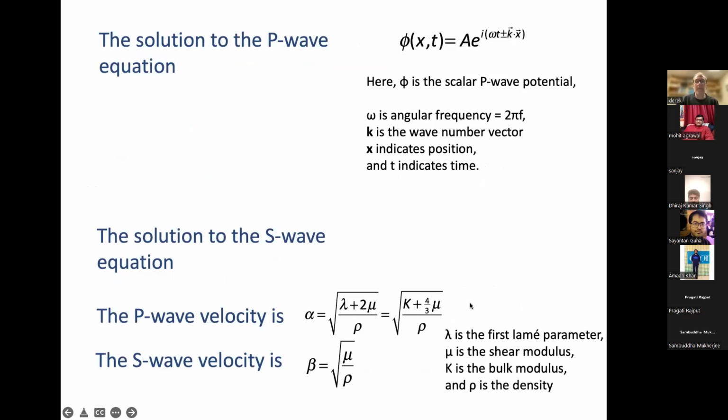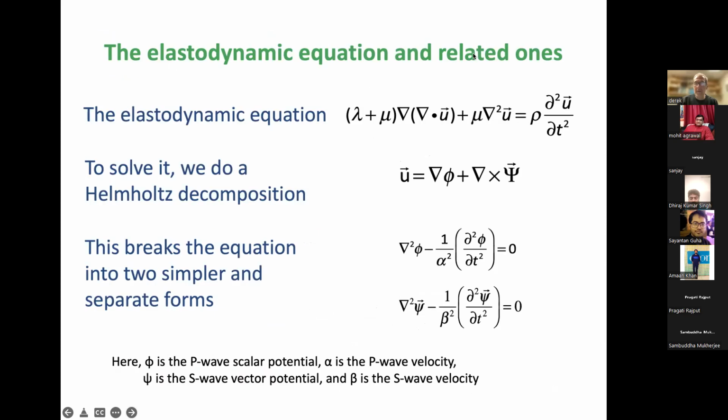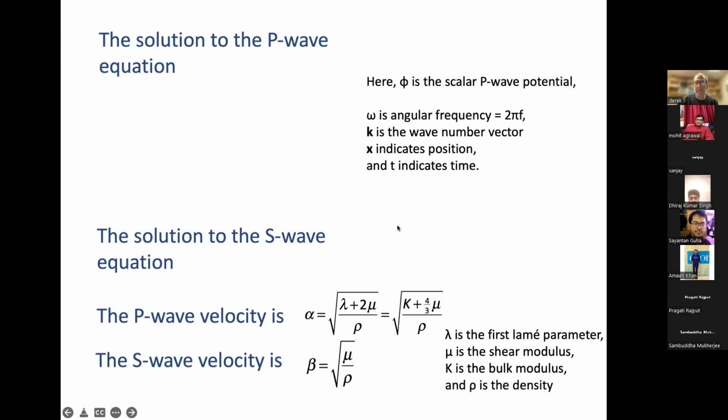So we have a formula phi of x, t equals A e to the i(omega t plus or minus k dot x), which is a solution to this previous equation here. And omega is angular frequency. It equals 2 pi times the normal frequency. k is the wave number vector, and we'll get to that in a little bit. x indicates position. Again, it's a vector. And t indicates time.